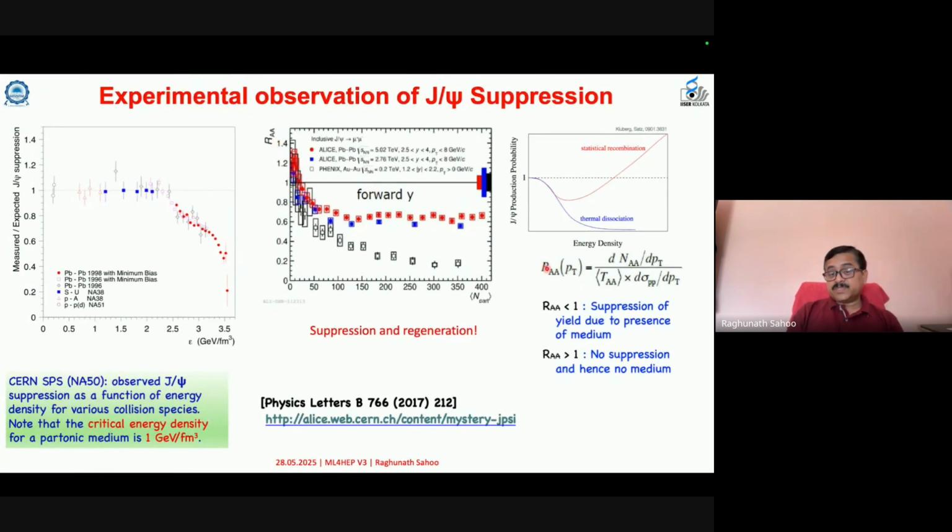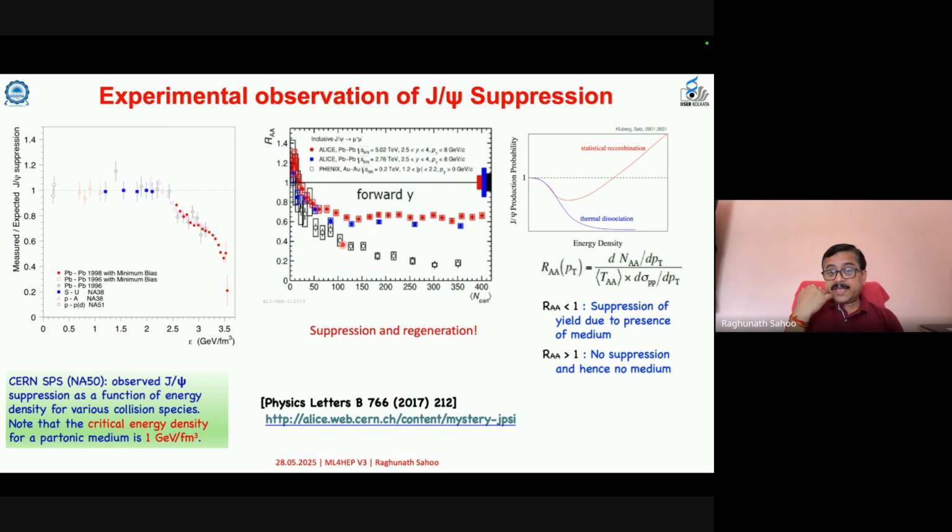The nuclear modification factor is defined as the yield of certain particles in heavy ion collision, AA collision, divided by the corresponding yield in PP collision scaled by the number of binary participants. If RAA is less than 1, there is a suppression of the particle, and if RAA is greater than 1, there is no suppression, and hence no dense medium formation. When this is plotted as a function of N part, the red points are ALICE, the Large Hadron Collider points, and the blue points are at a little lower energy, 2.76 TeV. This is compared with the PHENIX measurement at RHIC, the Relativistic Heavy Ion Collider. You will find the suppression level is higher at lower energy, which is naively not expected.